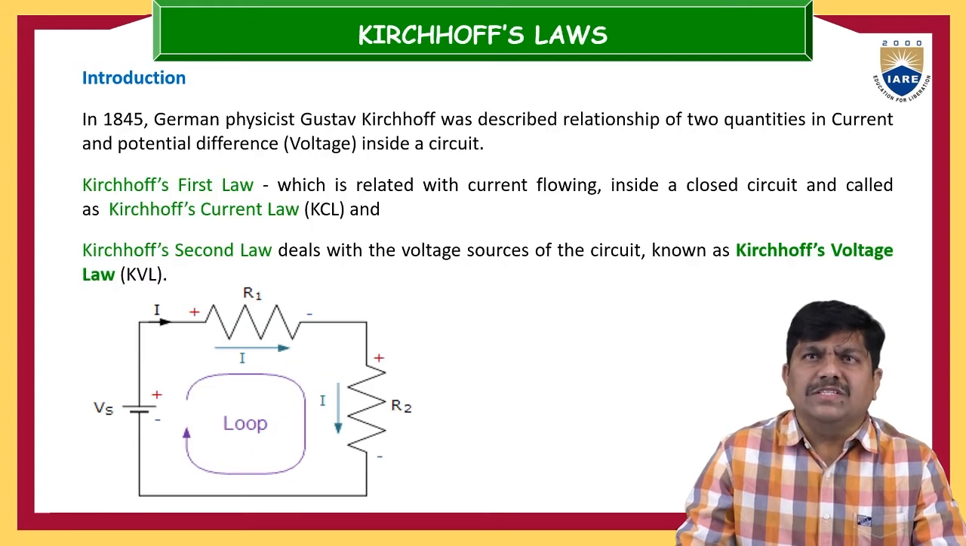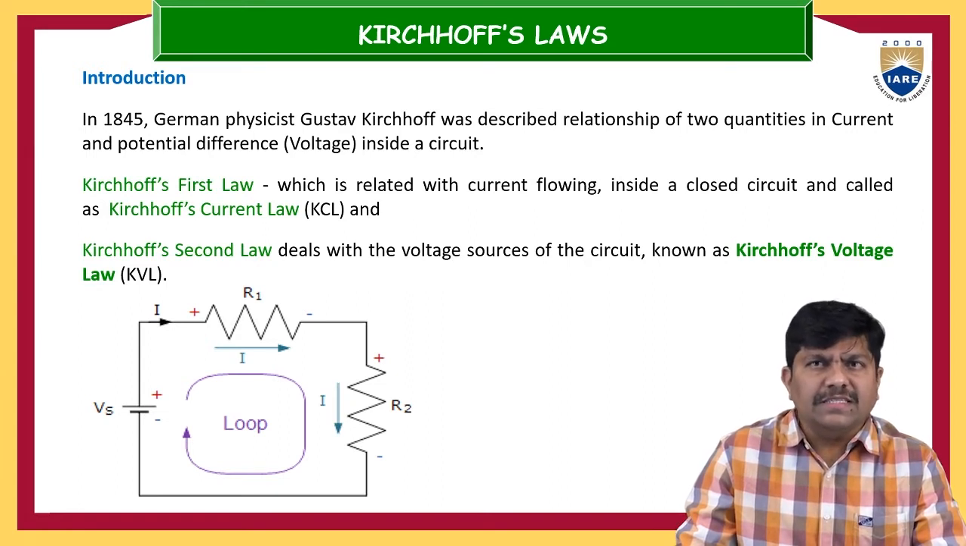Coming to the Kirchhoff laws, in 1845, a German physicist, Kirchhoff, described the relationship of two electrical quantities, that is current and potential difference, inside a circuit. Kirchhoff divided his theorems into two, the first law and the second law. The first law talks about the current and the second law talks about the voltage in a completely closed path.